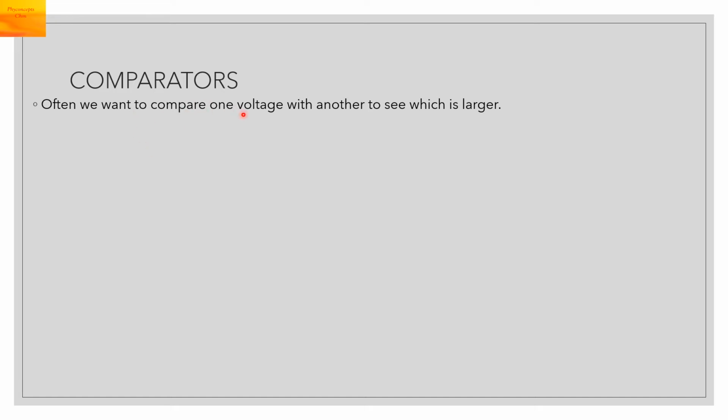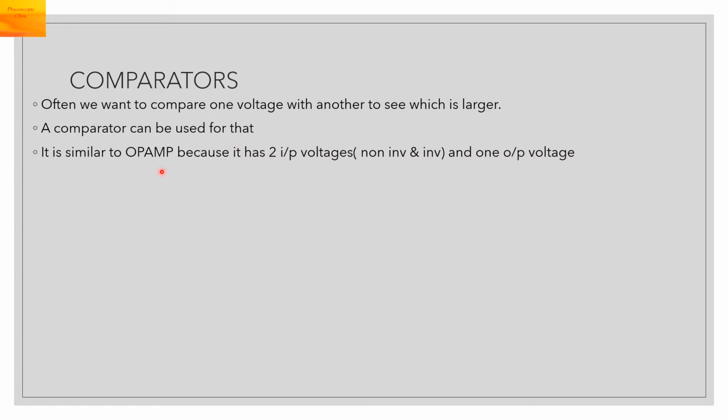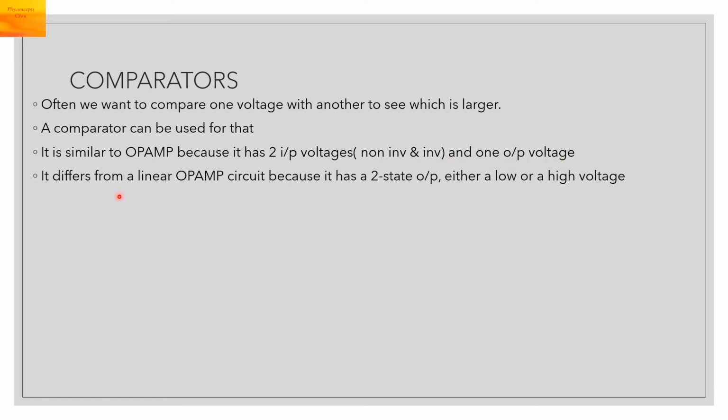Often we want to compare one voltage with another to see which is larger. A comparator can be used for that. It is similar to the op-amp because it has two input voltages, non-inverting and inverting, and one output voltage. It differs from a linear op-amp circuit because it has a two-state output, either a low voltage or a high voltage. Because of this, they are often used to interface with analog and digital circuits.